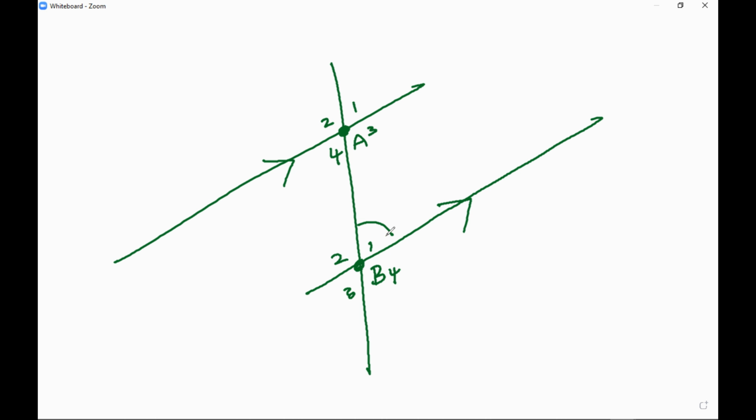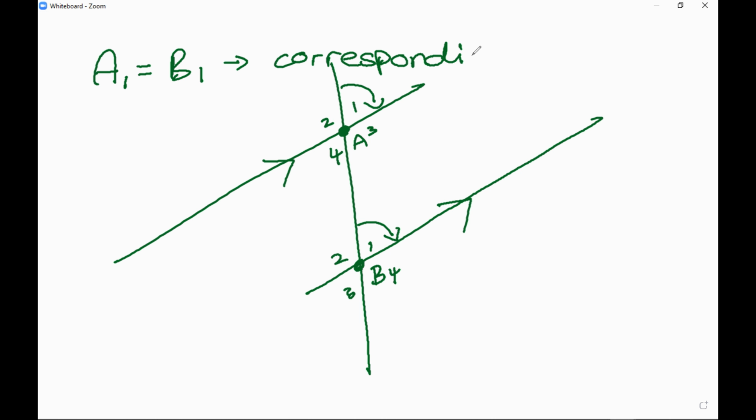And you can see that angle and that angle correspond to each other. They're in the same top right hand corner. So we say A1 is equal to B1 because they are corresponding angles. They correspond to each other.